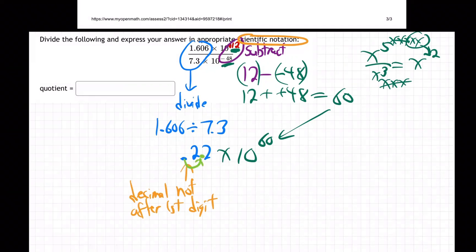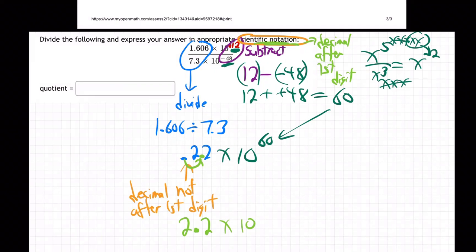So it moves one to the right and it becomes the number 2.2, right? Because that's what it means to be scientific notation. Scientific notation means decimal after the first digit. Times 10. Now, can I just keep this 60? No, I've got to change the power. How? I've got to change the power in such a way as to make no net change to the number. What am I talking about?